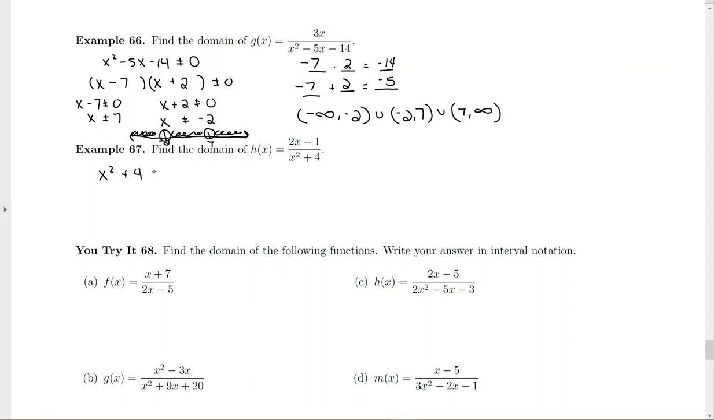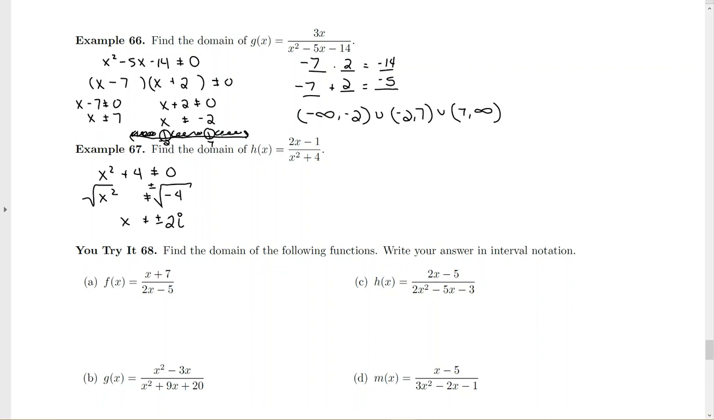Set that not equal to 0. Now, this one doesn't factor. I can't do x minus 2, x plus 2, because that's going to give me a -4. And if I try x plus 2, x plus 2, that's going to give me a middle term. So I could do this. I could subtract 4 from both sides and then do the square root. But we see that the square root of -4 is imaginary, right? That's 2i.